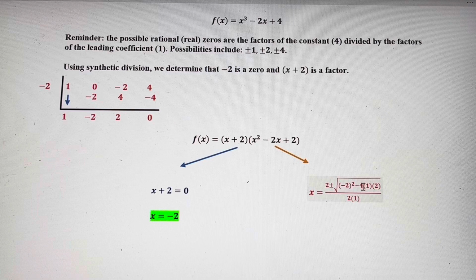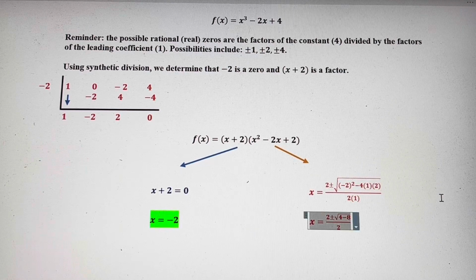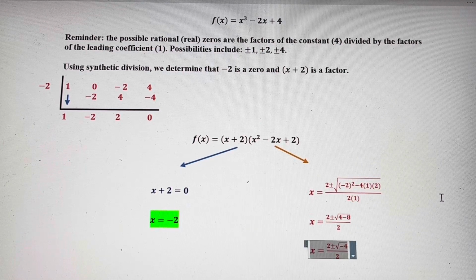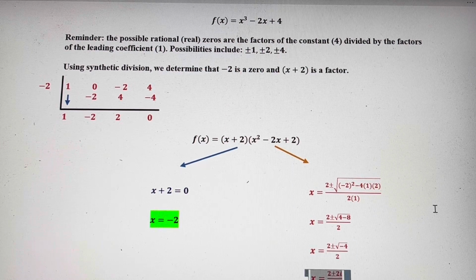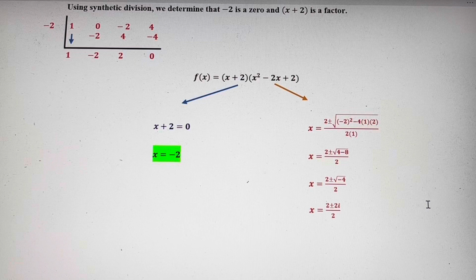I'm going to clean up the discriminant here, what's underneath the radical. That gives me 4 minus 8, which is negative 4. Okay, and the square root of negative 4 we know to be plus or minus 2i. Now everything has a coefficient of 2 here, or is divisible by 2, so I'm going to just divide those out. So my zeros, complex in this case, are 1 plus i and 1 minus i.